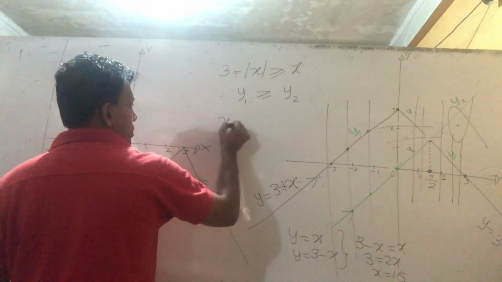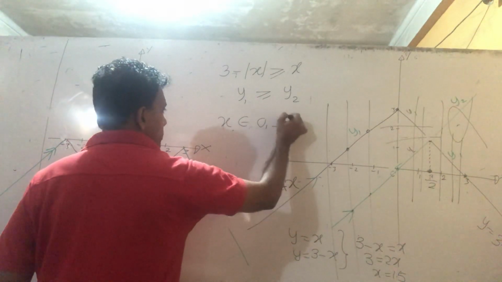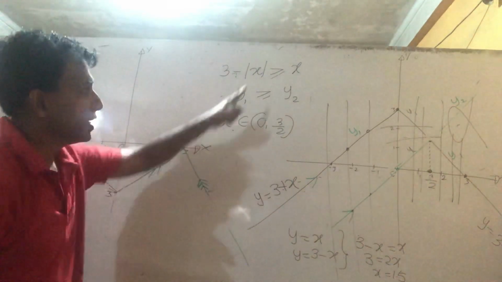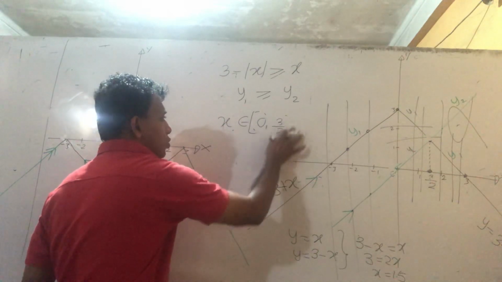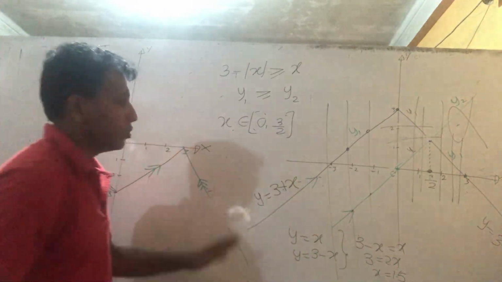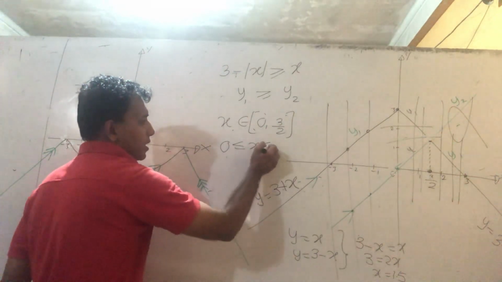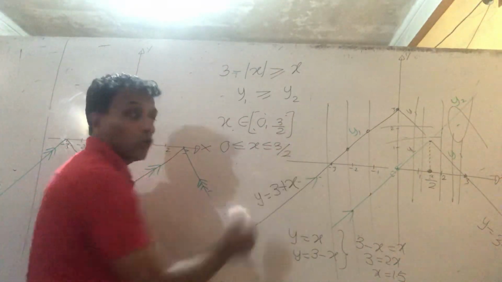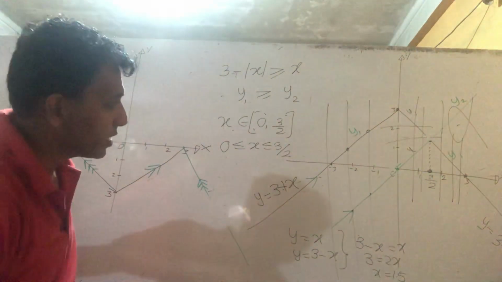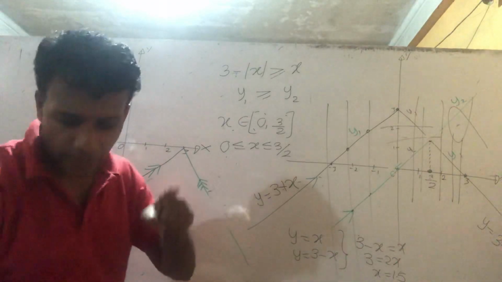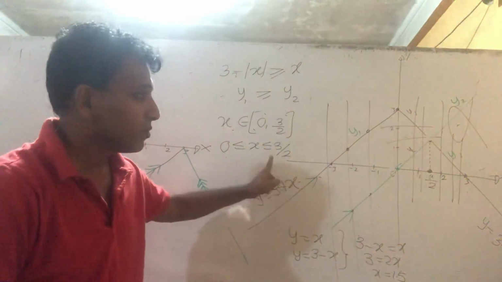Therefore, the x solution is 0 to 3 over 2, written like this. They show the equal symbol also, then you can use a box bracket, called the equality. Or you can write this form: 0 less than or equal to x less than or equal to 3 over 2. On the negative side we can also take up to minus infinity, but the question asks for the positive range of x. Therefore, this is the answer.